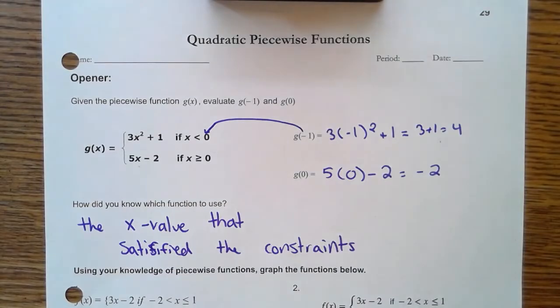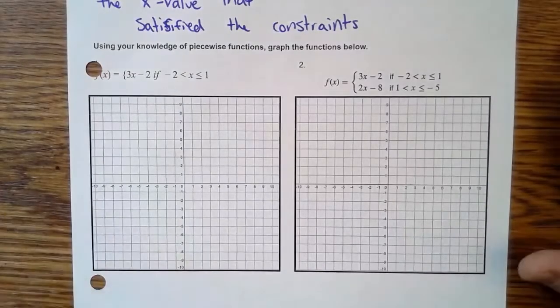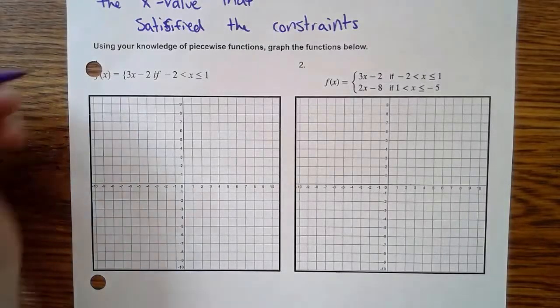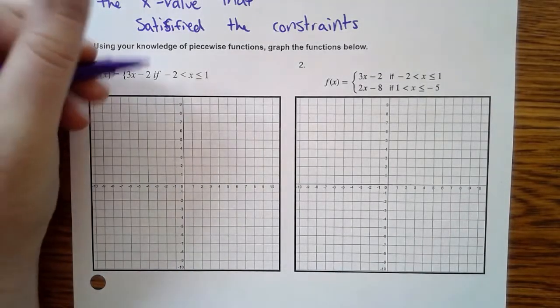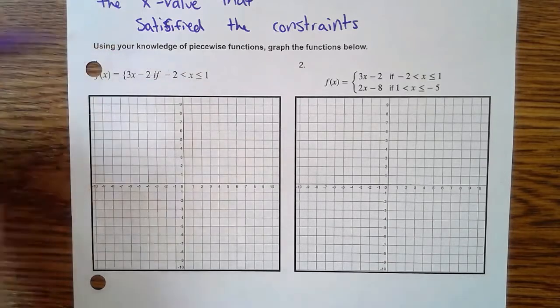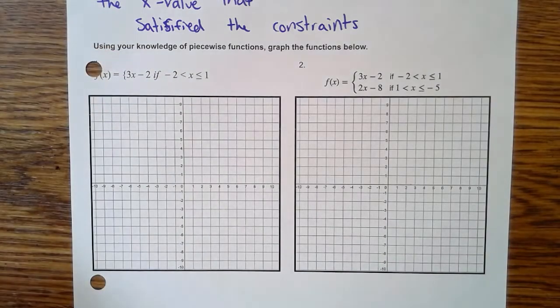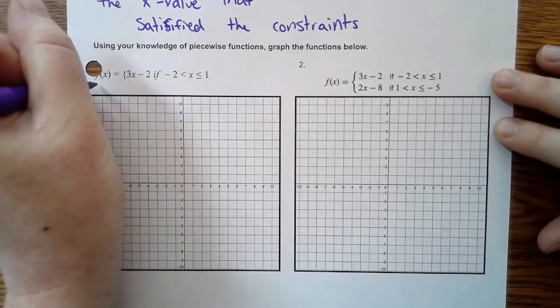Okay, let's get started. This says, using your knowledge of piecewise functions, graph the functions below. f of x equals 3x minus 2 if x is between -2 and 1. So that's what I'm looking at. Here's how you start this. You're going to find one point, and it's linear, so we'll use slope.